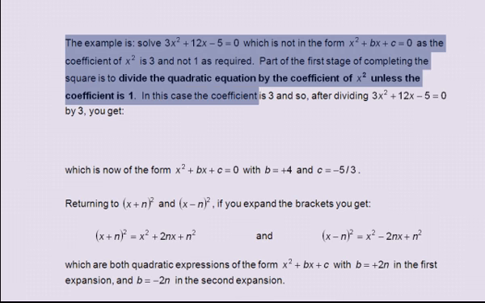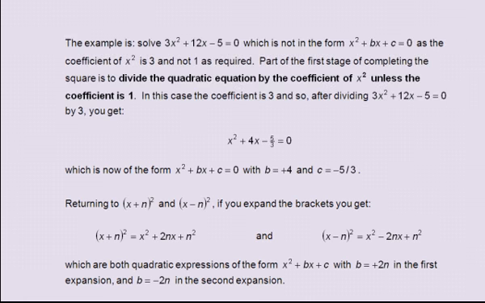In this case the coefficient is 3, and so after dividing 3x squared plus 12x minus 5 equals 0 by 3, you get x squared plus 4x minus 5 over 3 equals 0, which is now of the form x squared plus bx plus c equals 0, with b equal to plus 4 and c equal to minus 5 over 3.